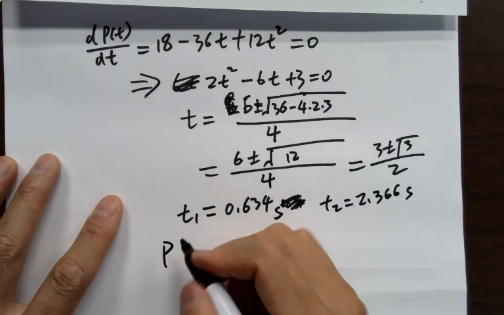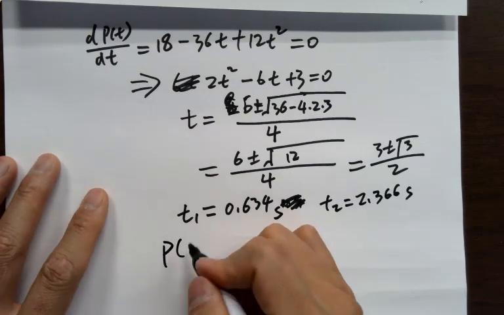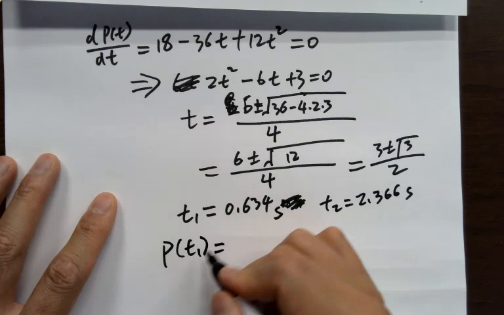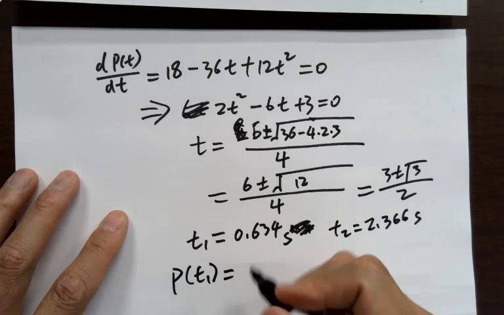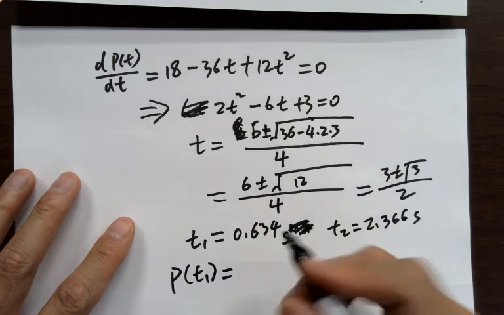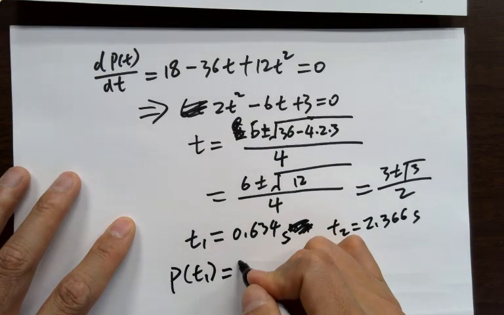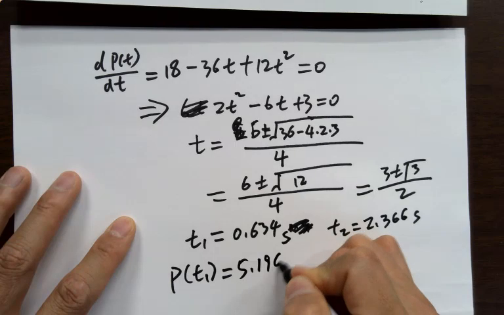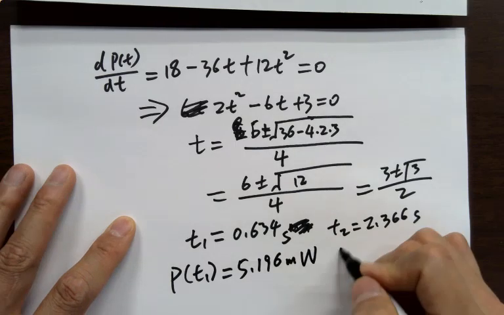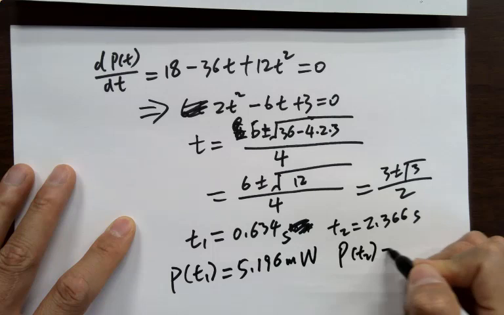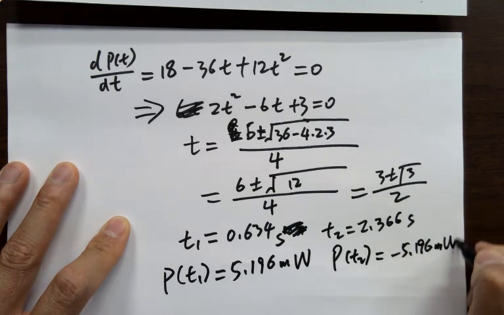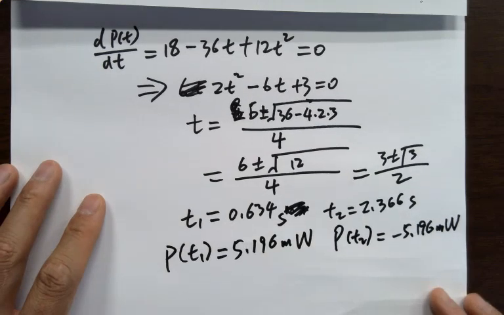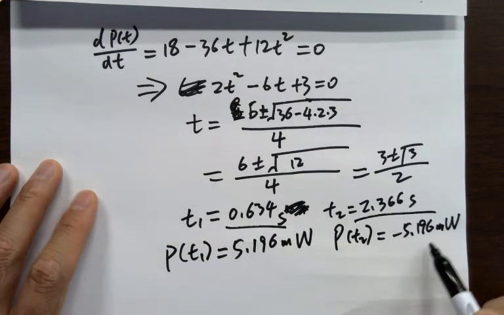There's something that can be confusing, that's why I want to write it down. Otherwise, I wouldn't do this. You can plug the T's into the equation, and you're getting milliwatts, right? Yes. So P(T1) becomes 5.196 milliwatts, and P(T2) becomes negative 5.196 milliwatts. At these two time points, you're getting these two powers.